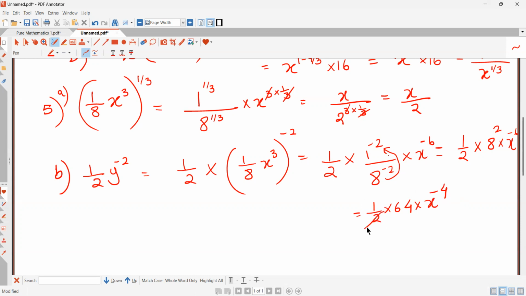Yes? 2 ones are 2. How much is this? Okay. So half into 64 is how much? 32. So the answer is 32 x raised to minus 6, or 32 x raised to what? Clear? Okay. So the B part is also over.